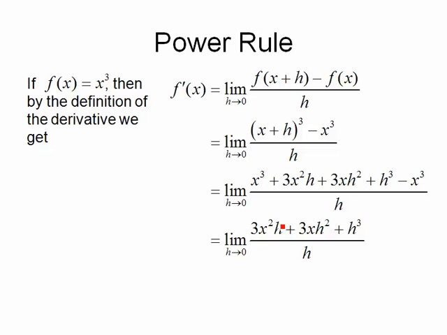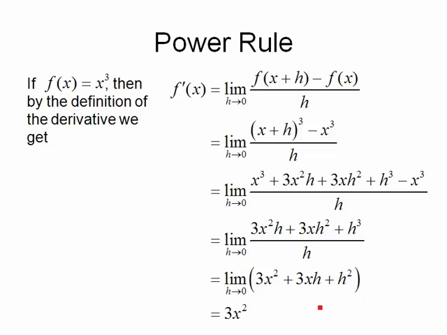But to be able to do that limit, I'm going to go ahead and factor out an h from each of the terms on top. And when I cancel that with the one on the bottom, I end up with 3x squared plus 3xh plus h squared. The limit of that as h approaches 0. As h approaches 0, the second term is going to disappear because it has an h in it, and so is the third term. But since the first term doesn't have an h in it, nothing happens to that. What we end up with is 3x squared.